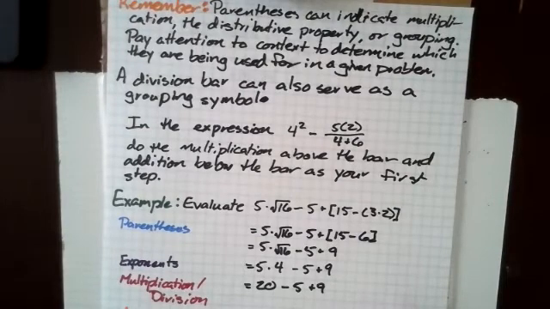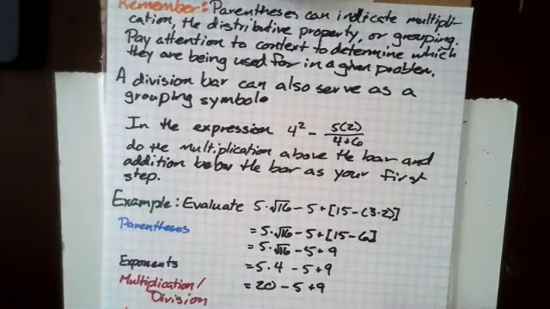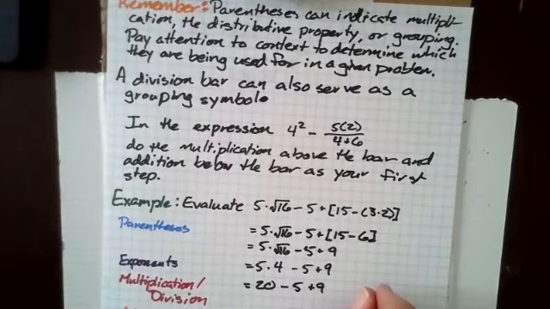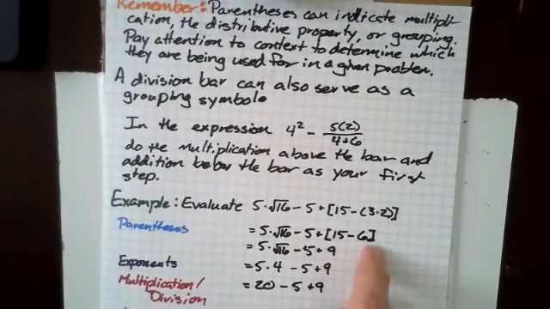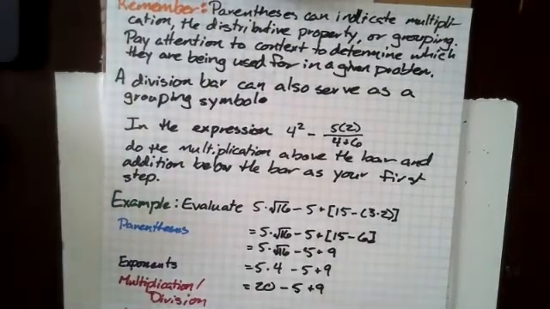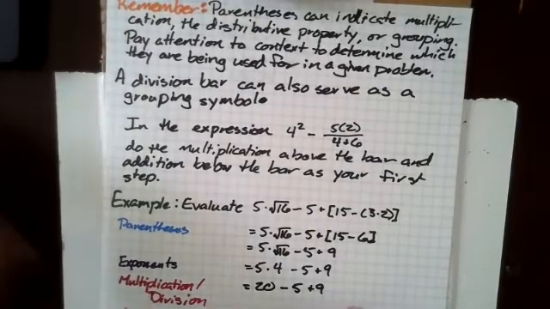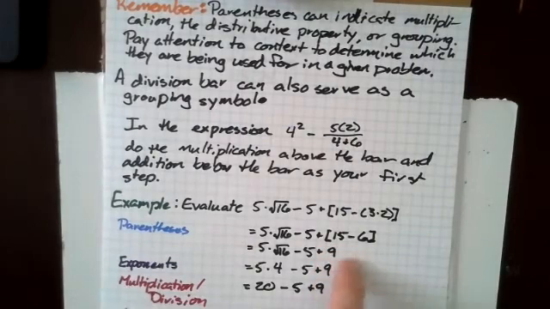Evaluate 5 times the square root of 16 minus 5 plus [15 minus (3 times 2)]. First, we work in parentheses. We do this from the innermost parentheses to the outermost parentheses, or grouping symbols. So the first thing we'll do is evaluate 3 times 2, which is 6. We're left with 15 minus 6 in these brackets. Are those brackets or braces? I can never remember. Those are brackets, yes. 15 minus 6 is 9.